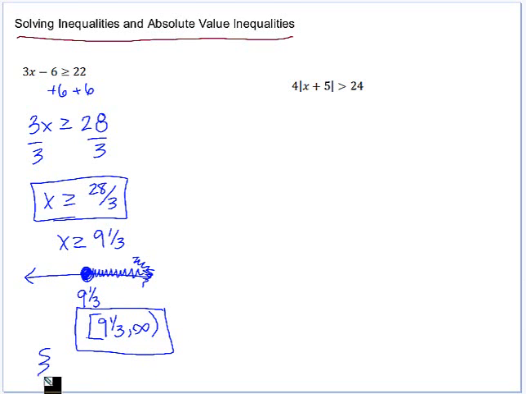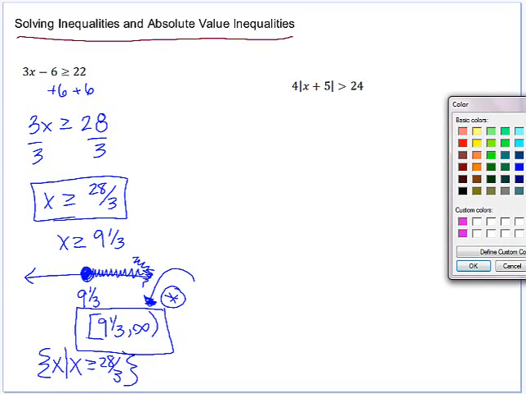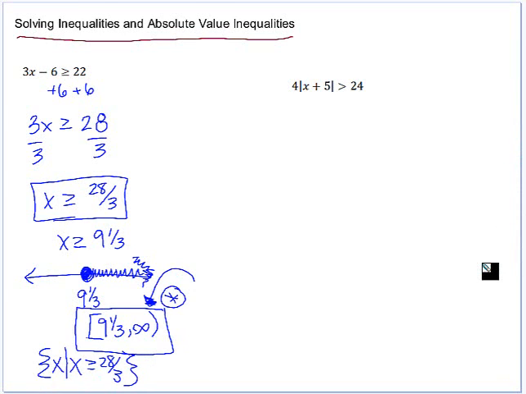Set builder, recall, is just the curly brackets, x such that x is greater than or equal to 28/3 or 9 1/3. The multiple choice problems on your final exam will all have their solution options in interval notation, so you better make sure you understand what it means.